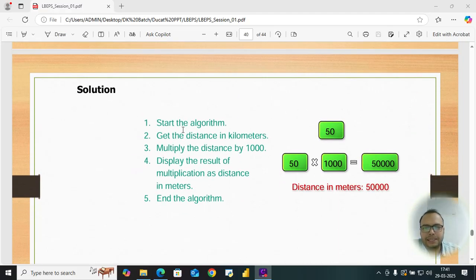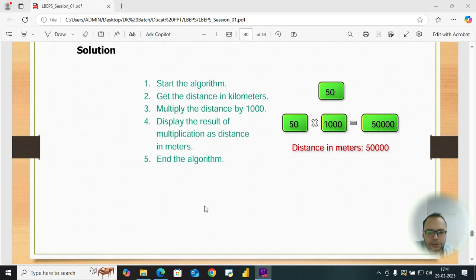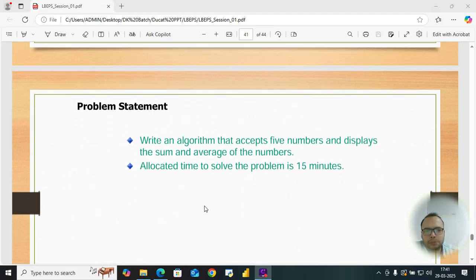Again you can see, start the algorithm, get the distance in kilometers, multiply the distance by 1000, and display the result of the multiplication as distance in meters. As you can see, 50 into 1000 equals 50,000. So distance in meters equals 50,000, and finally end the algorithm. So this is how you can solve the problem.